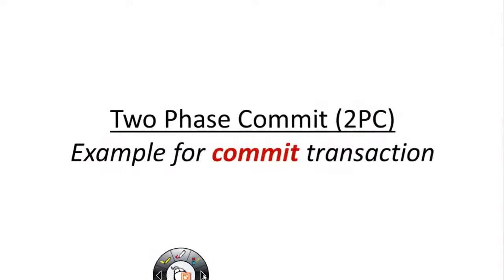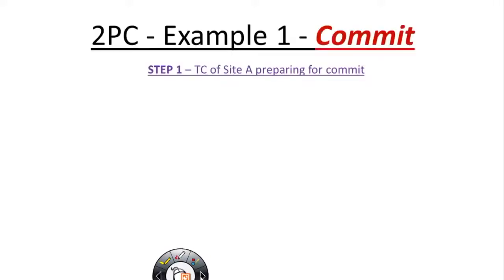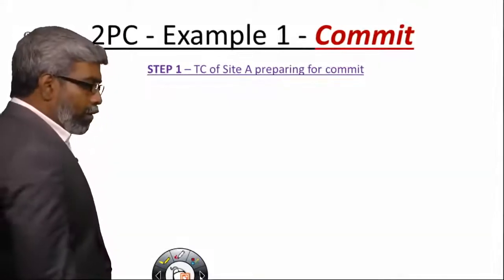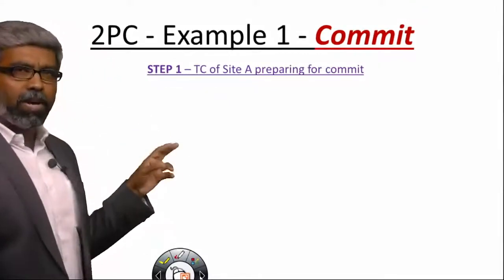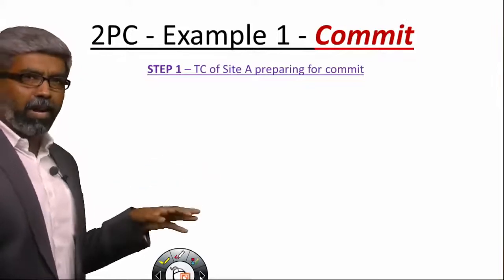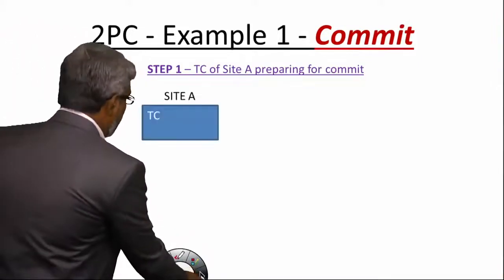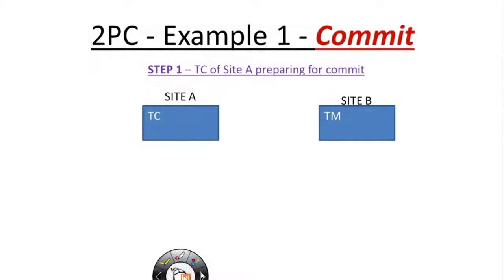Now let us see an example of the two-phase commit protocol for a commit transaction. This example explains the case where all the transaction managers respond with a ready T message. In that case, what will happen? So step 1, transaction coordinator of site A. Assume that we have 3 sites: site A, site B, and site C. In site A, the TC is written.